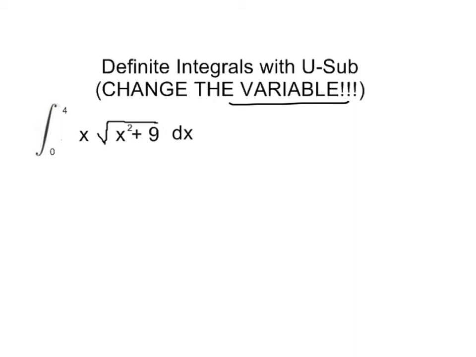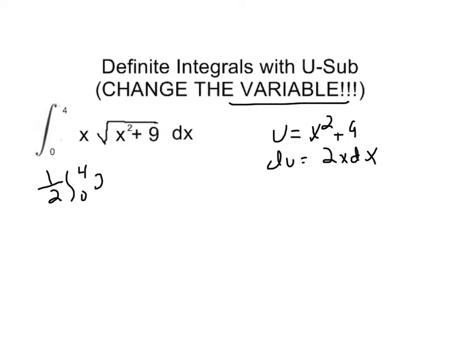So the beginning works just like u substitution. I set u equal to what the inside was, x squared plus 9. I set du equal to the derivative of that, which would be 2x dx. So far nothing has changed. What am I missing? I've got an x and a dx, so I'm missing the 2. So I would say 1/2 times the integral from 0 to 4 of 2x times (x squared plus 9) to the 1/2 power dx. Here's where the change comes.